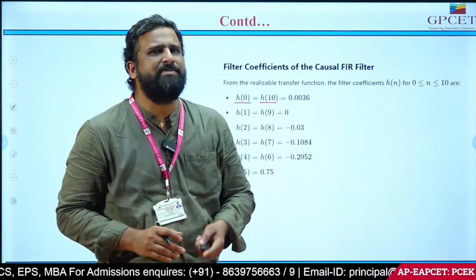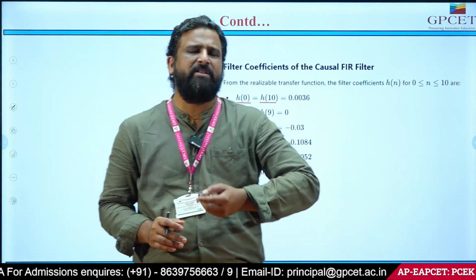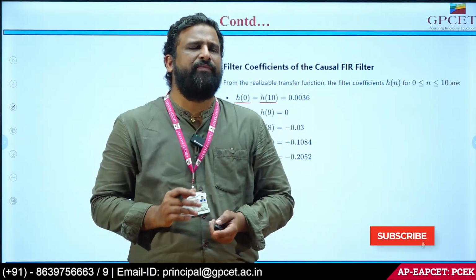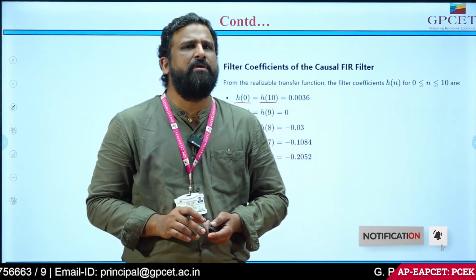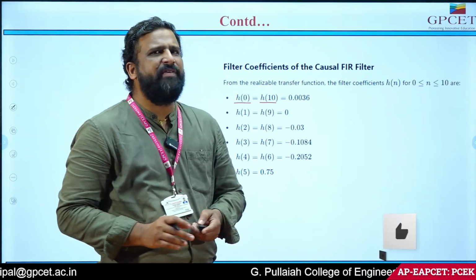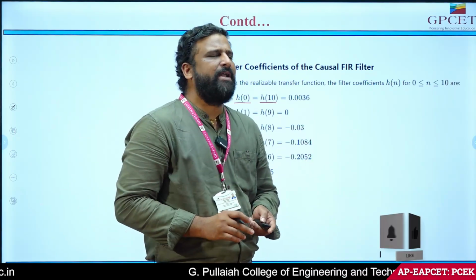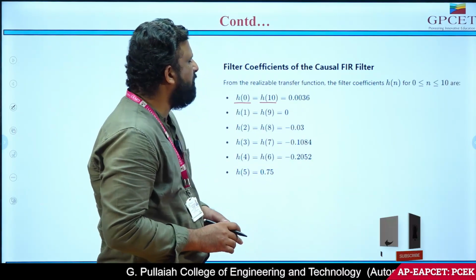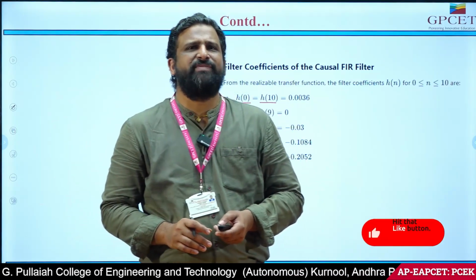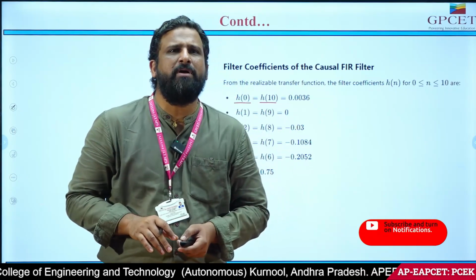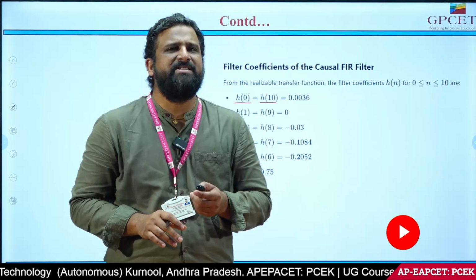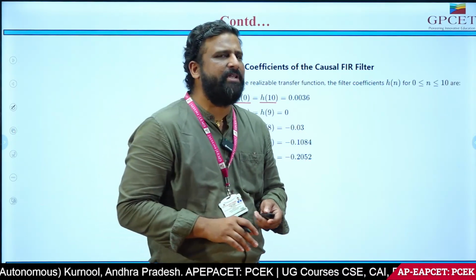by following all the steps. Step 1 is first finding the value of HD of n. In step 2 we find the value of the Hamming window, that is W of n. Step 3 is finding the value of h of n, which is nothing but HD of n into W of n. In step 4 we find the transfer function of the FIR filter, which is H of z. So here in step 4 what we got is an anti-causal filter, which is not realizable to draw the FIR filter.